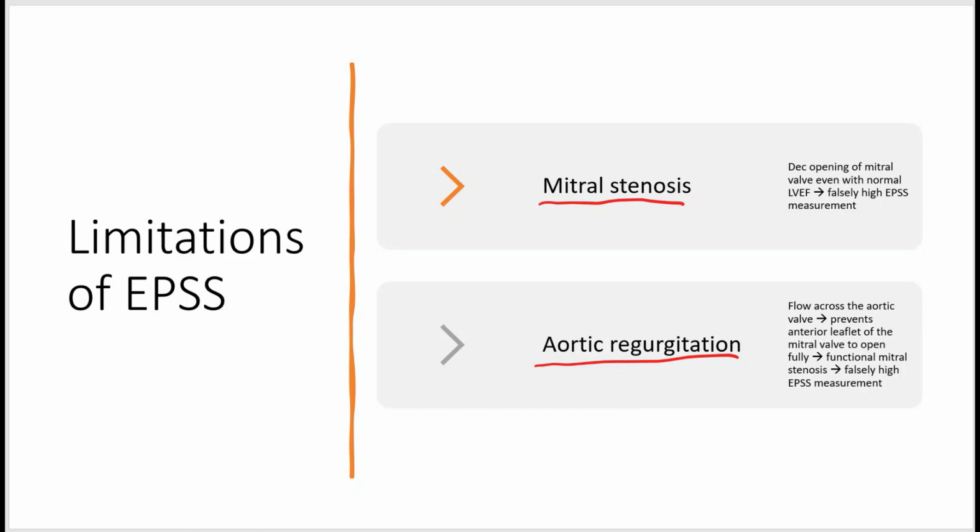In patients with aortic regurgitation, the flow across the aortic valve prevents the anterior leaflet of the mitral valve from opening fully. This creates a functional mitral stenosis, and that gives you a falsely high EPSS measurement, similar to the concept mentioned above.